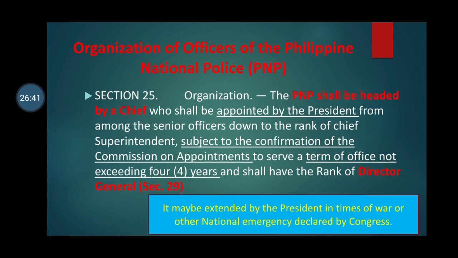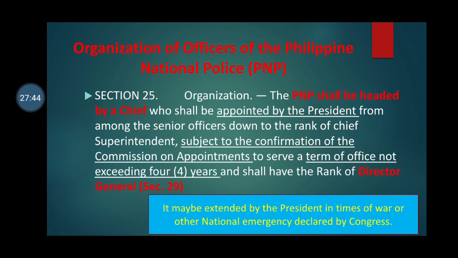Ayan. Okay, so we have the organization of officers of the Philippine National Police under the NAPOLCOM and under the DILG, which is to be supervised by the NAPOLCOM. So under Section 25, the organization of the PNP shall be headed by a chief who shall be appointed by the president. Ayan, take note on that. So, ina-appoint po siya ng president from among senior officers down to the rank of chief superintendent subject to confirmation of the Commission on Appointments to serve a term of office not exceeding 4 years. So, ibig sabihin, the maximum term of office for the chief PNP should be 4 years. Yan. And shall have the rank of Director General.